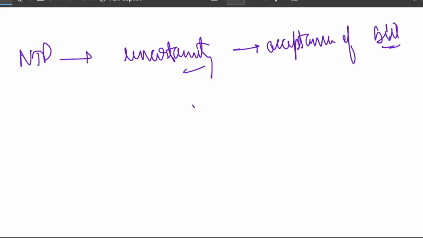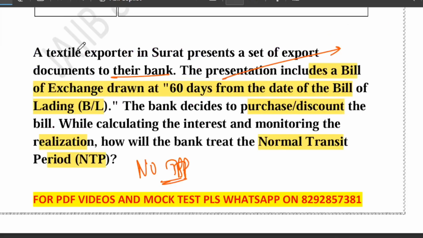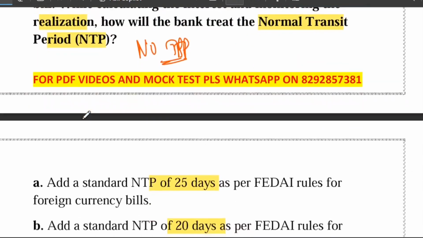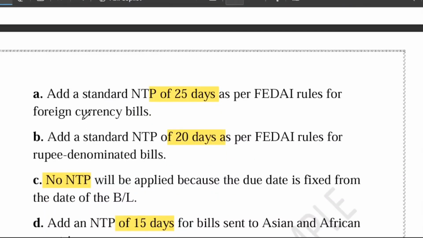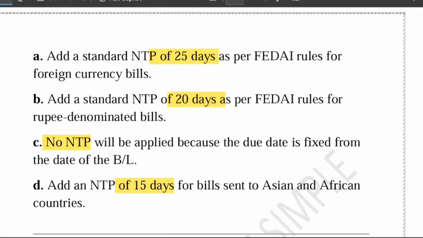Like take the case of sight bill, or a bill drawn after sight. But here the maturity date is mathematically certain. As you can see, they have mentioned that the maturity is 60 days from the date of the bill of lading. So the bank does not need to add extra transit days. Please understand. So the answer will be: no NTP will be applied.